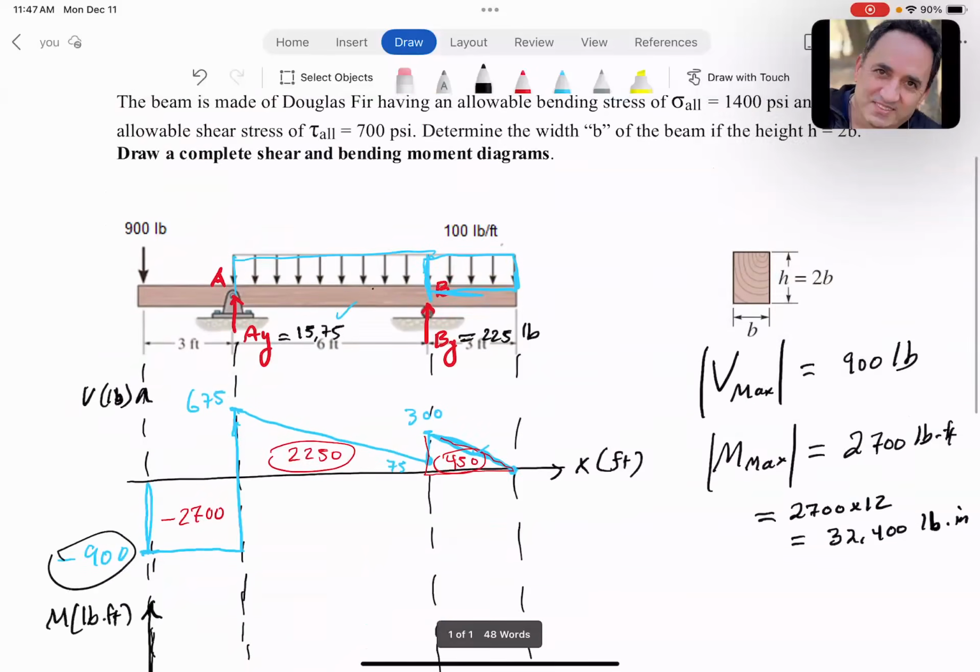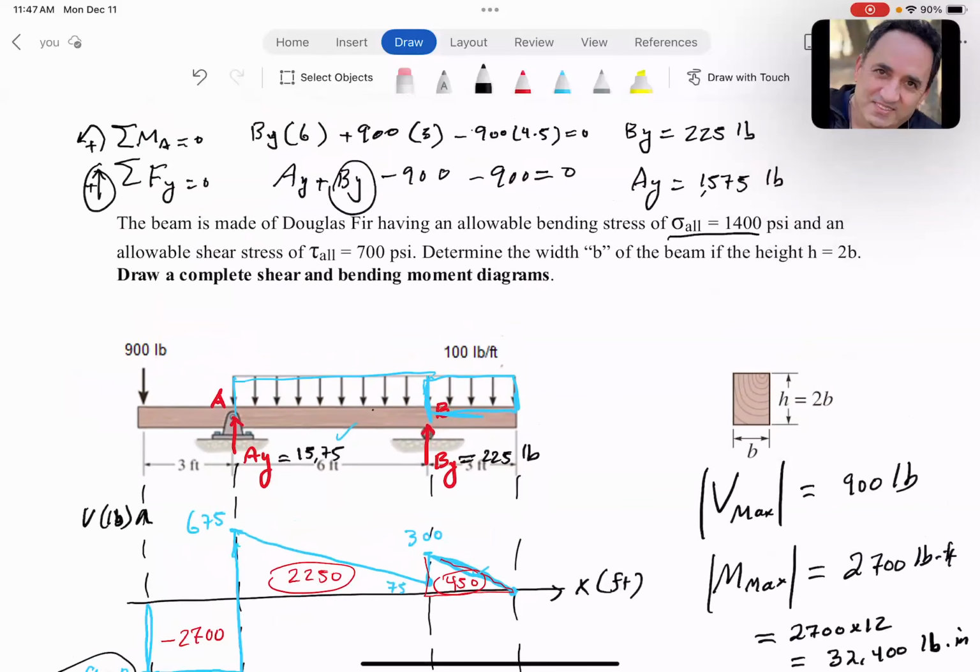Let's go back up, guys. What are our constraints here? We have two constraints. The allowable normal stress is 1,400, right? So that's the maximum 1,400 psi. This is based on the strength of this material, Douglas fir, pine, right? And tau allowable is what? 700 psi. So for this, we use the maximum moment, right?